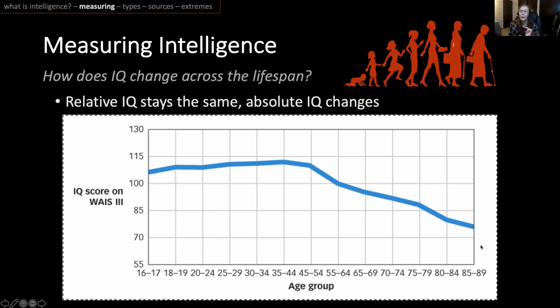But that ratio is likely to stay consistent because as a whole, your age group's score is lowering. So your actual proportion is not going to change. This is heavily influenced by individual differences. Not everyone might experience a decline in this way, but this is an average portrayal of how IQ changes across the lifespan.